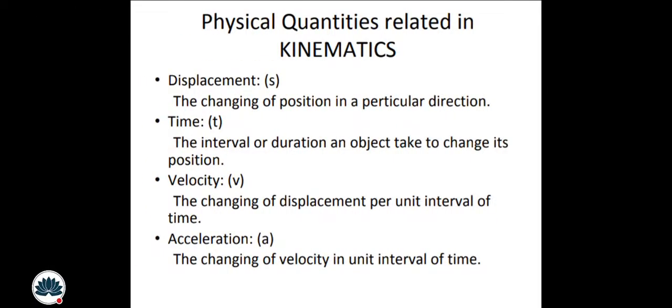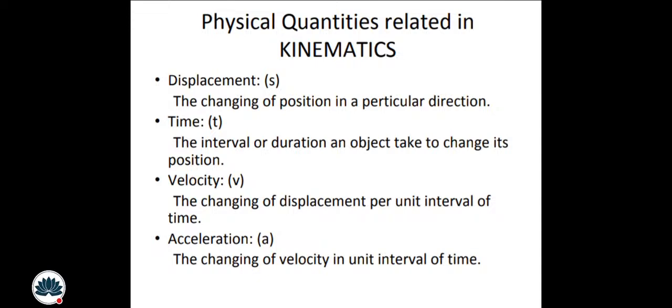Physical quantities related to kinematics. Here are some physical quantities we are required to learn, which is also the first chapter of your physics. What is displacement? First of all, remember that there are some vector quantities and some scalar quantities. What is a scalar quantity? A scalar quantity is a quantity having only magnitude. Magnitude means the size or the particular number. While a vector quantity has two things. One, the magnitude, the size, and the second thing is the arrow, meaning direction.